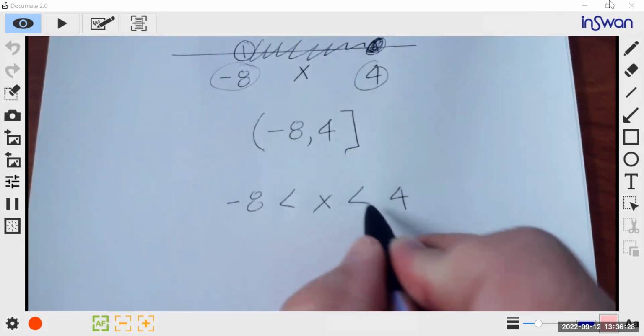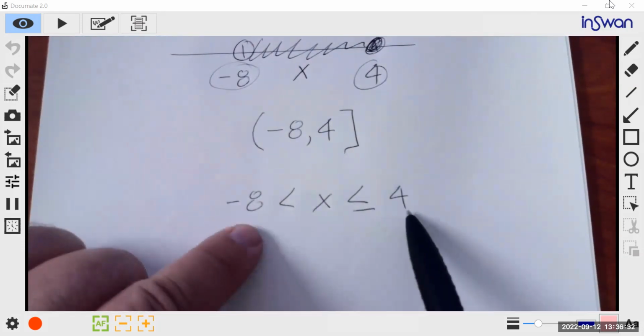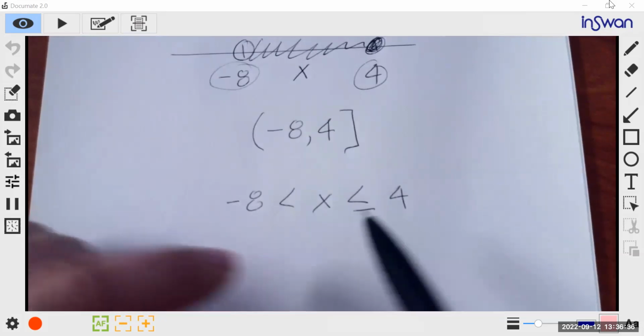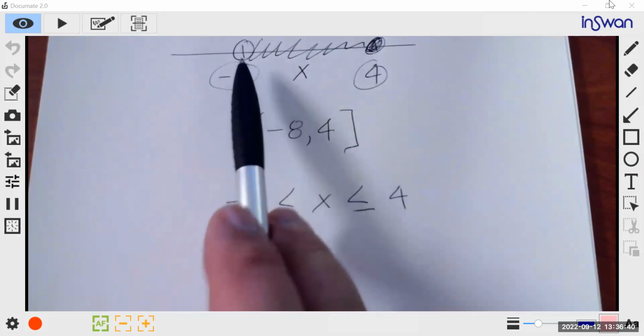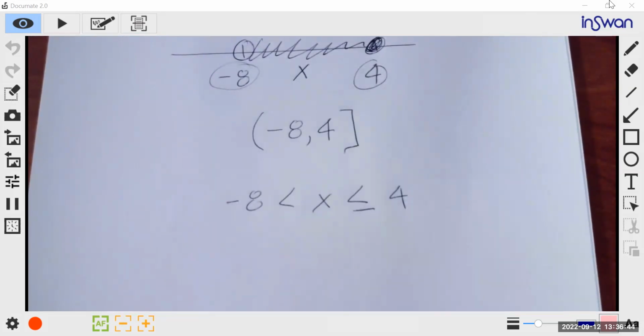Well, you have to have it like this. Because you have a beginning and an end, I put my x between there. And it's because I know I'm going to have a finite graph. The -8 has no line underneath it because it's a parenthesis, an open circle, and 4 is included.